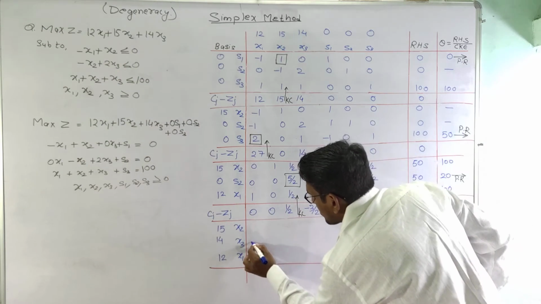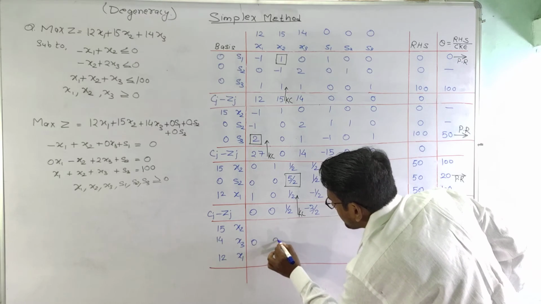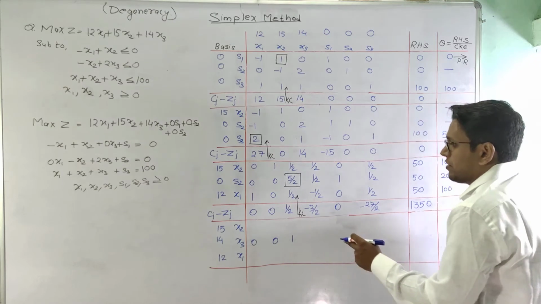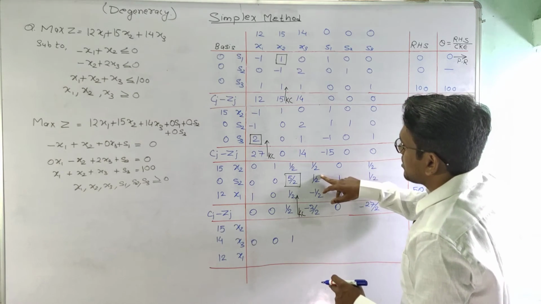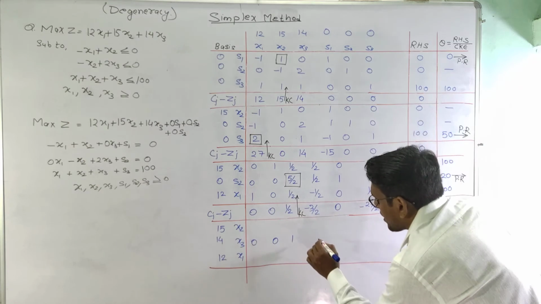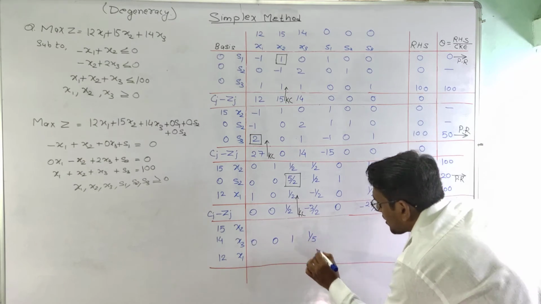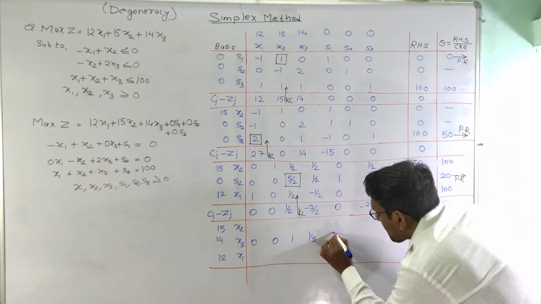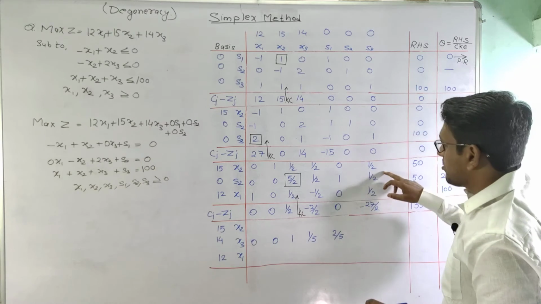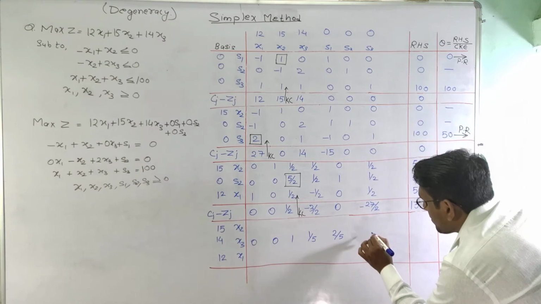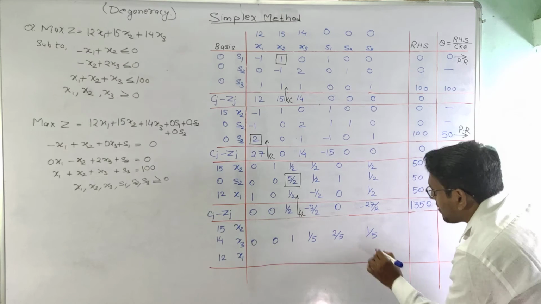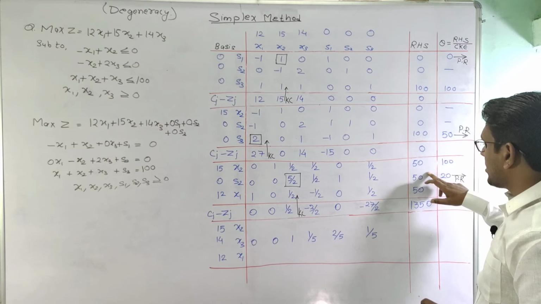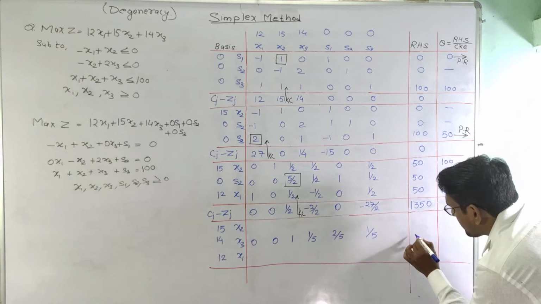So this will be 0, 0. 5/2 divided by 5/2 is 1. 1/2 divided by 5/2 is 1/5. 1 divided by 5/2 is 2/5. 1/2 divided by 5/2 is 1/5. 50 divided by 5/2, that means 100/2, it is 20.